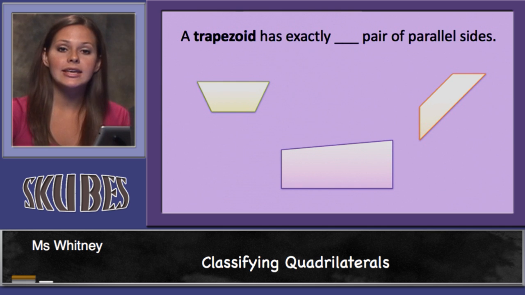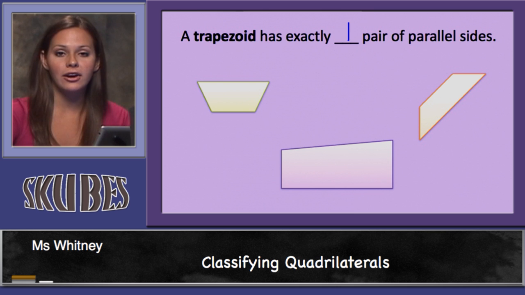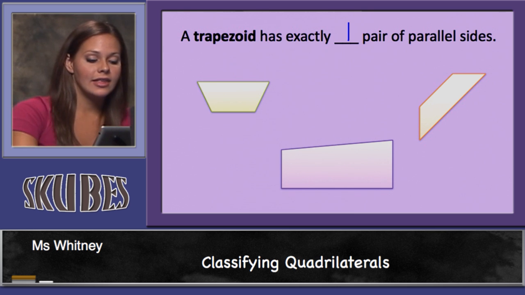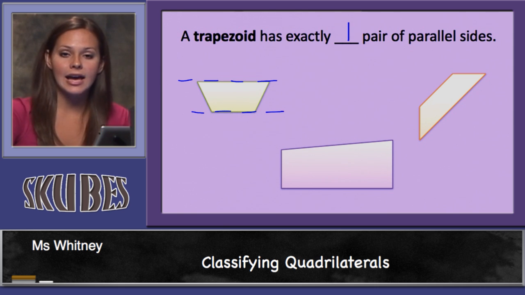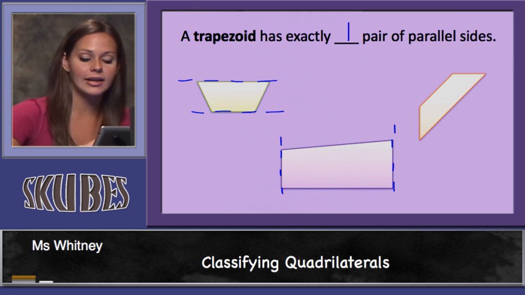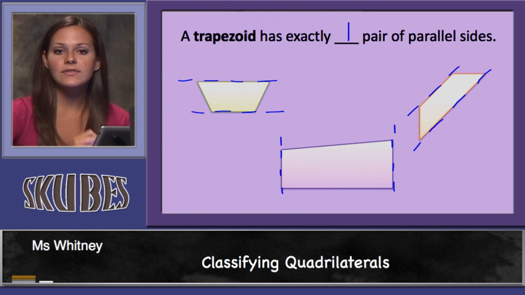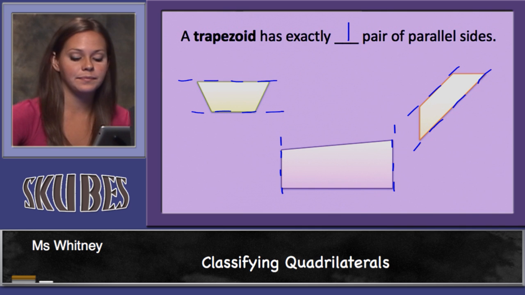A trapezoid is a quadrilateral that has exactly 1 pair of parallel sides. In this figure, I see 1 pair of parallel sides. Parallel sides mean that the lines will never touch. In this example, I see this pair of parallel lines. And in this example, I see this pair of parallel lines. Each of these figures is a trapezoid.